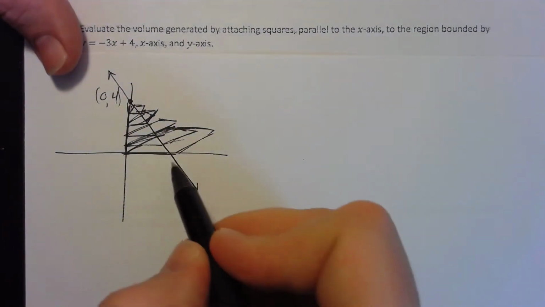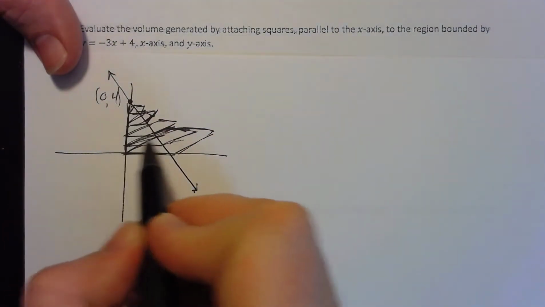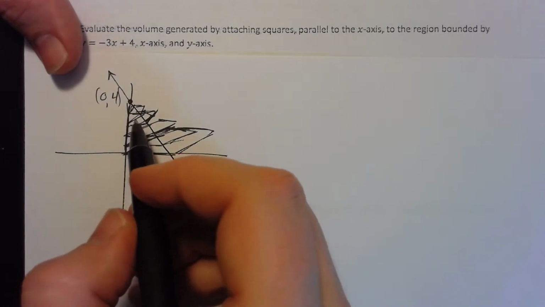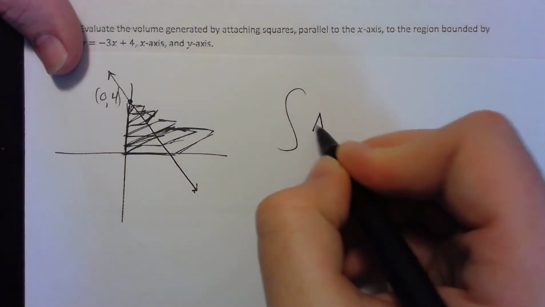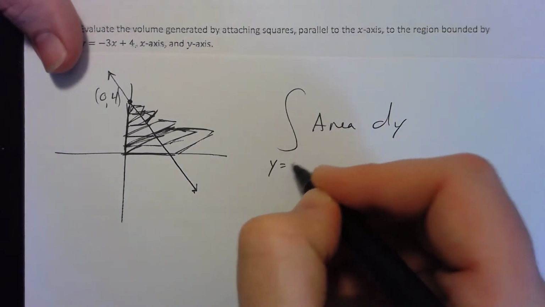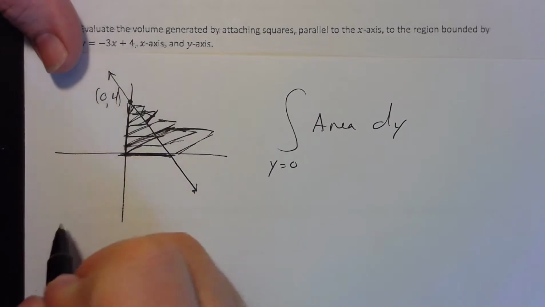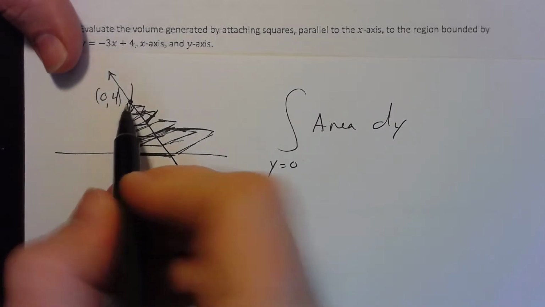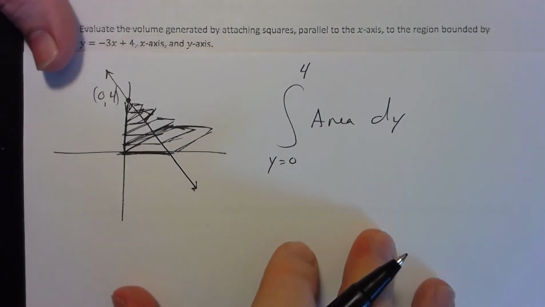So slowly these squares will get tinier and tinier. Based on the fact that all these squares are sliced with y, that means my integral is going to be the area function with regards to y. So my y is going to start off at 0, because that's the lowest y value I can possibly pick, and I'm going to go all the way up to the y value of 4. That's the highest y value I could possibly pick.